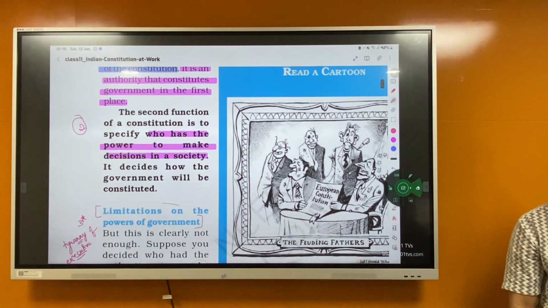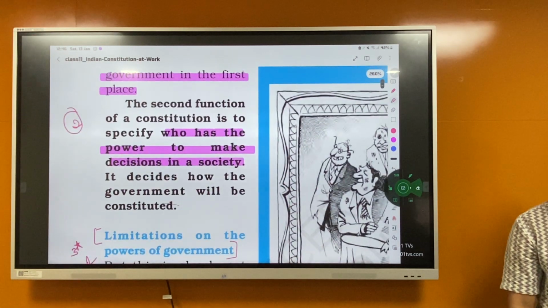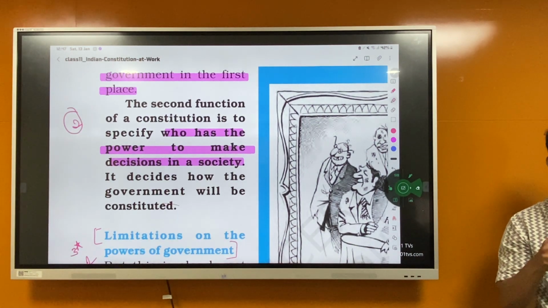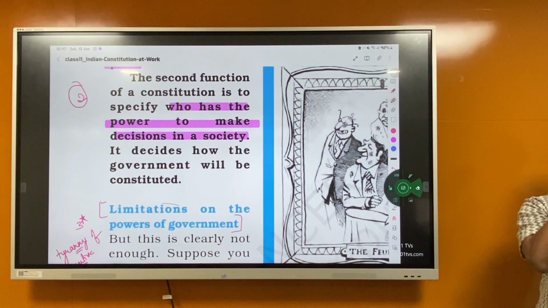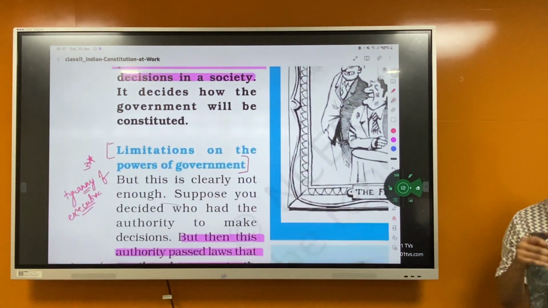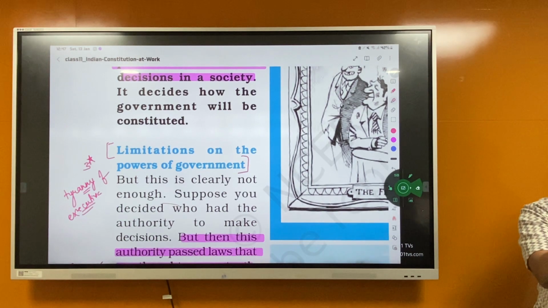The second function of the constitution is to specify who has the power to make decisions in a society. It decides how the government will be constituted, and the limitations of the powers of government. But this is clearly not enough.